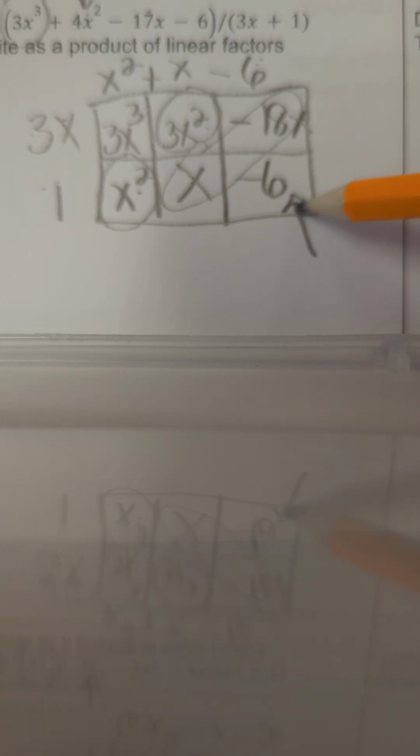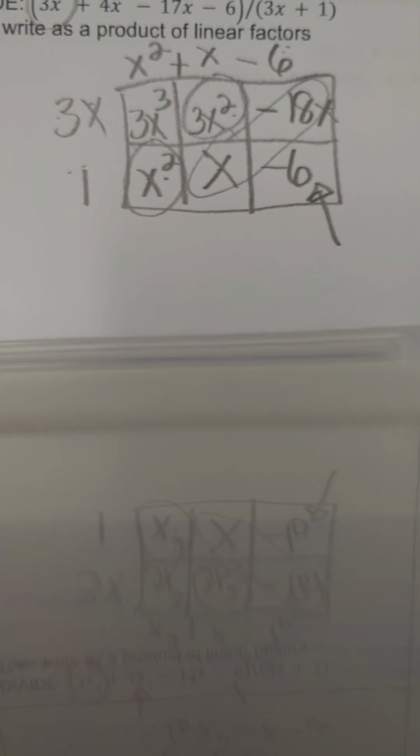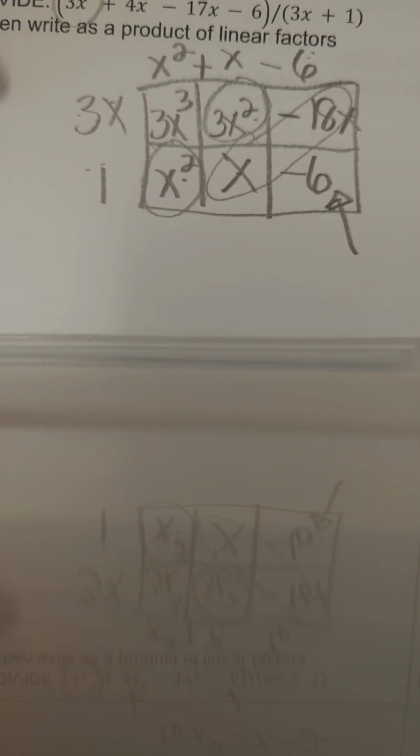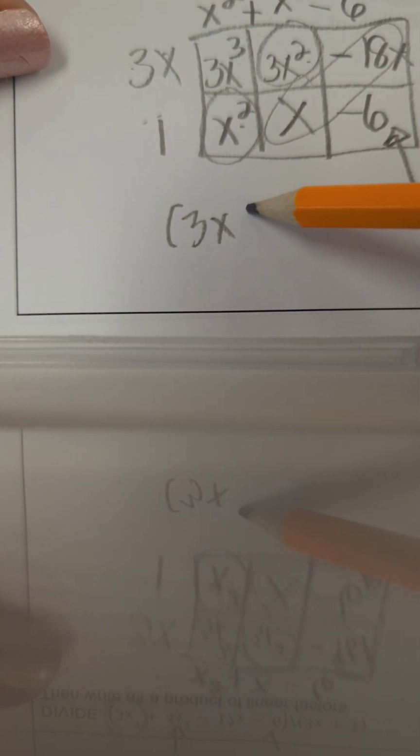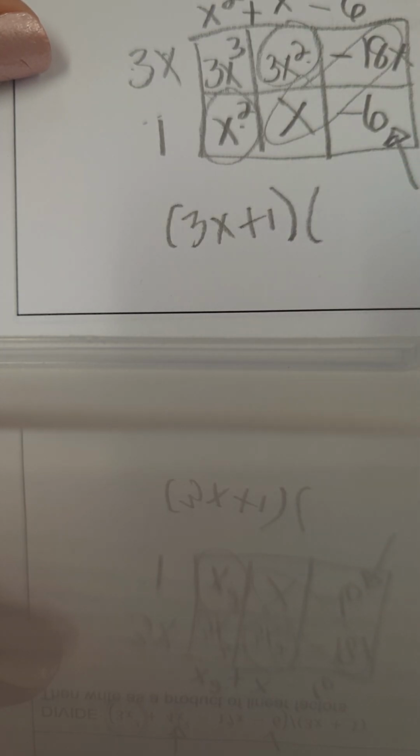How do I know that I did the division correctly? I have negative 6 up here in my original part of my answer. So it says to write my final answer as a product of linear factors. So I know that 3x plus 1 is the first part of my answer, and then I just got x squared plus x minus 6.